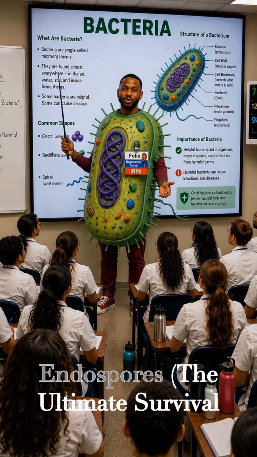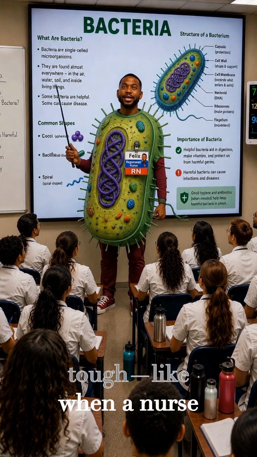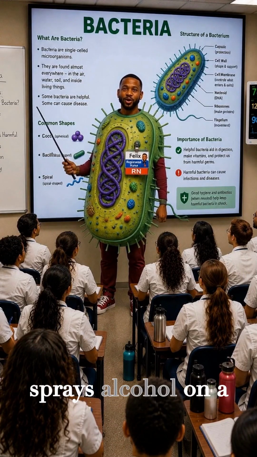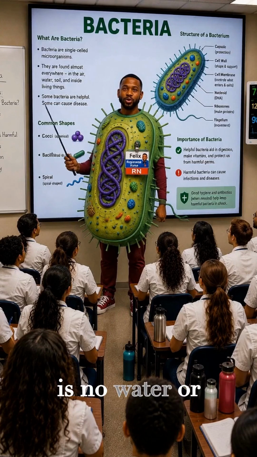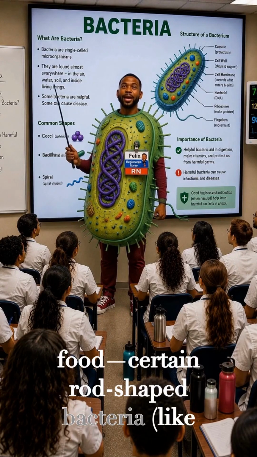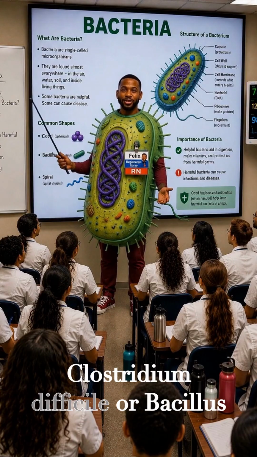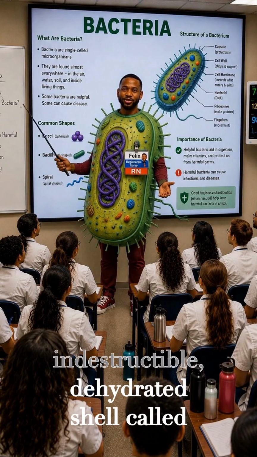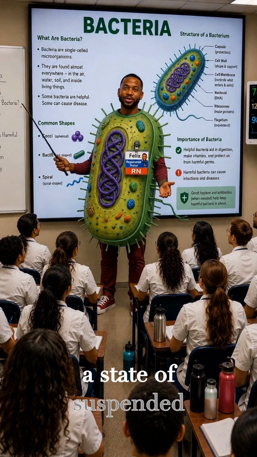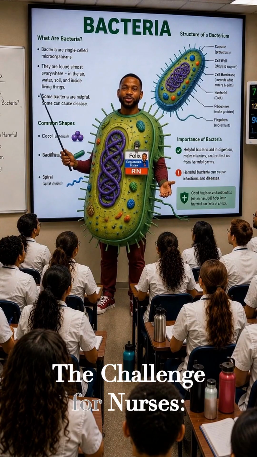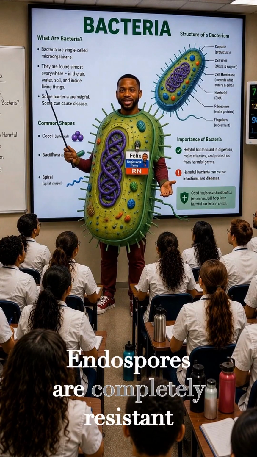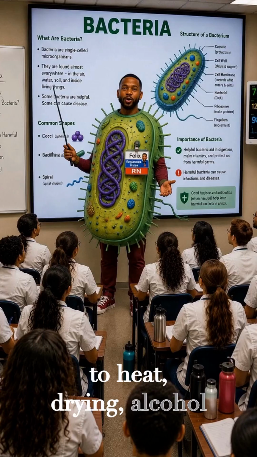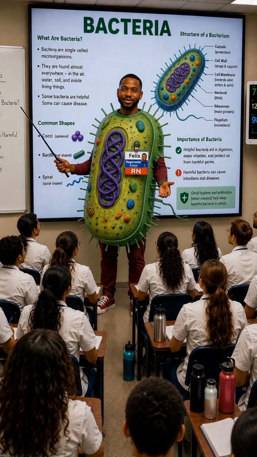Two, endospores, the ultimate survival bunker. When conditions get tough, like when a nurse sprays alcohol on a surface, or when there is no water or food, certain rod-shaped bacteria, like Clostridium difficile or Bacillus anthracis, can pack their DNA into a hard, indestructible, dehydrated shell called an endospore and enter a state of suspended animation. The challenge for nurses: endospores are completely resistant to heat, drying, alcohol rubs, and standard hand sanitizers.